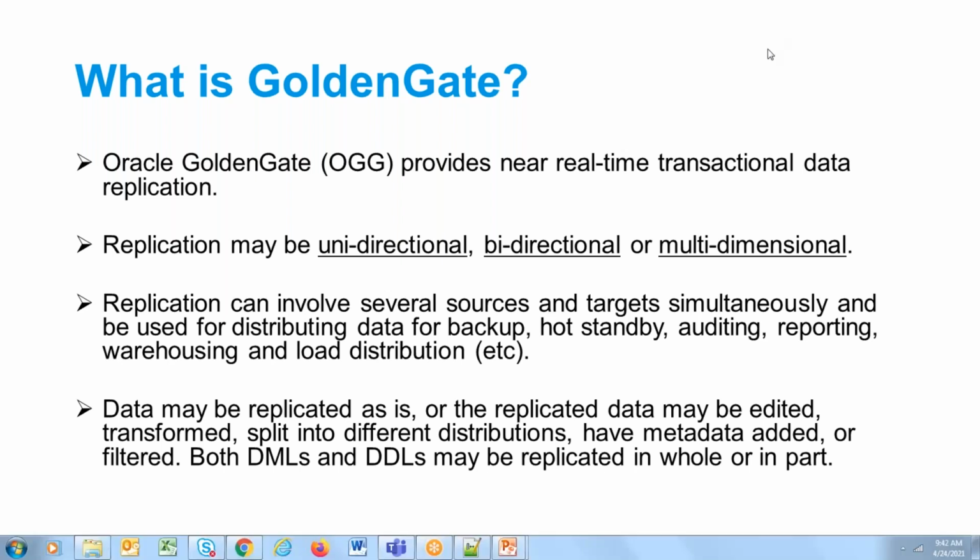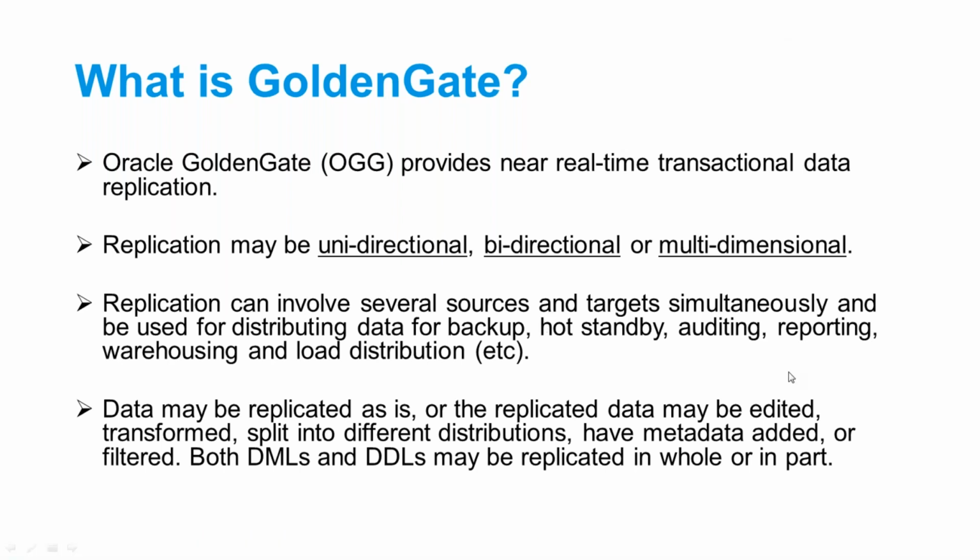So Golden Gate can be used for multiple purposes. You can use it for auditing, reporting, warehousing, load distribution, broadcasting, consolidation, a lot of things. Now with Golden Gate, data can be replicated as is. Another advantage with Golden Gate is you can filter out the data. So Golden Gate allows you to perform data filtration as well as data transformation.